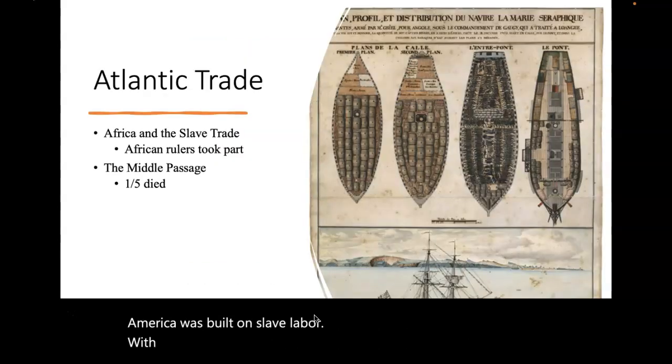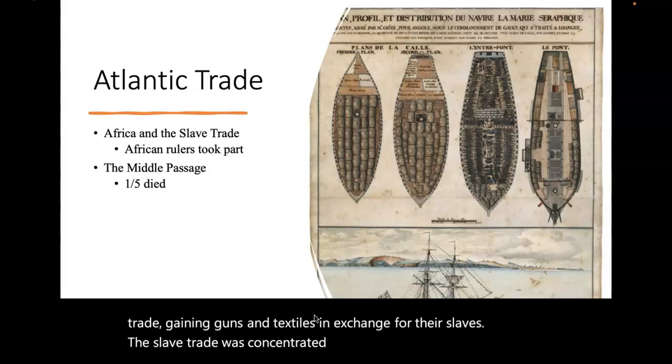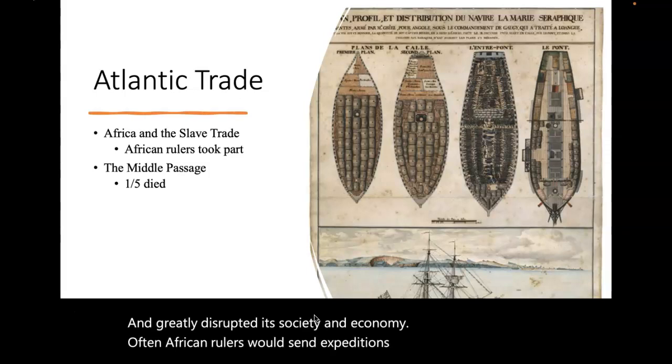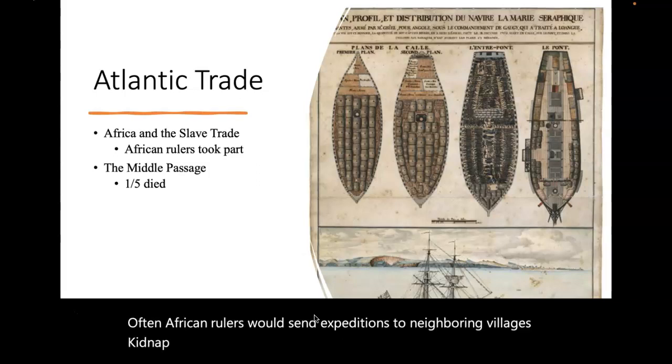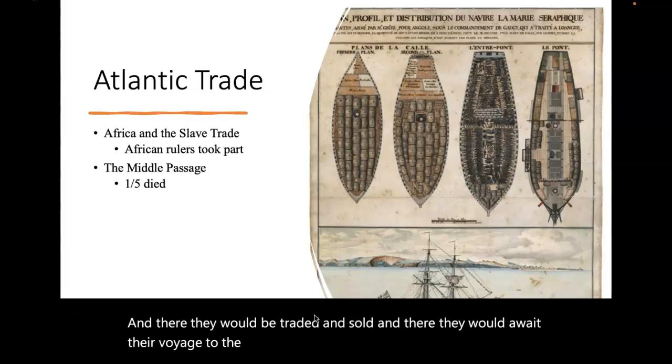With the exception of a few, most African rulers took part in the slave trade, gaining guns and textiles in exchange for their slaves. The slave trade was concentrated in Western Africa and greatly disrupted its society and economy. Often, African rulers would send expeditions to neighboring villages, kidnap slaves, bring them back to the coast, and there they would be traded and sold, and there they would await their voyage to the New World.